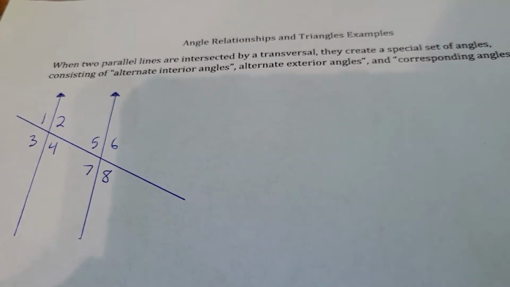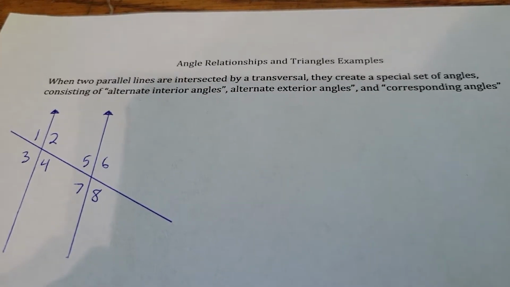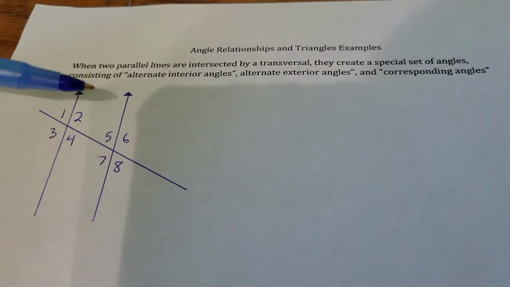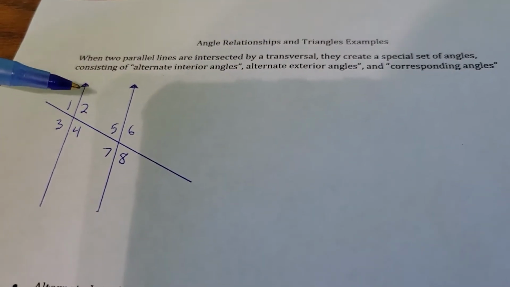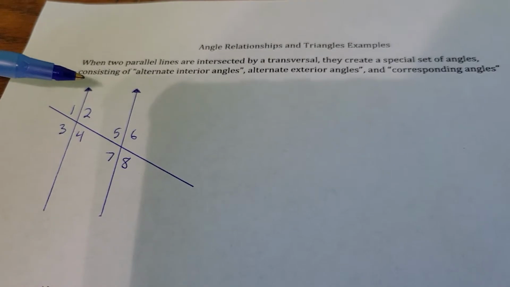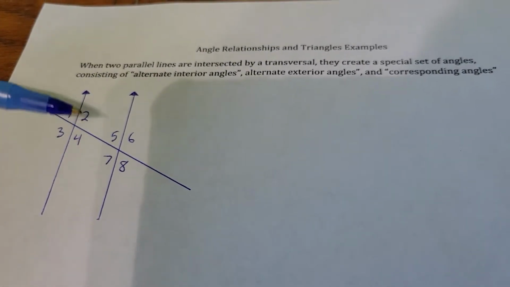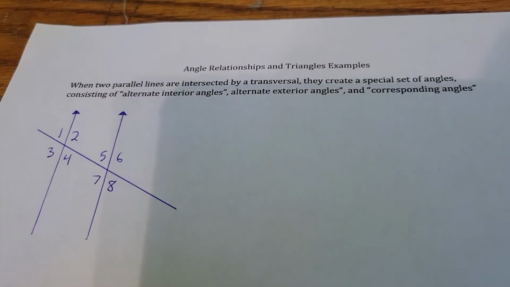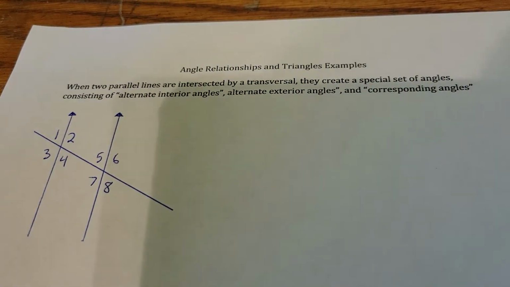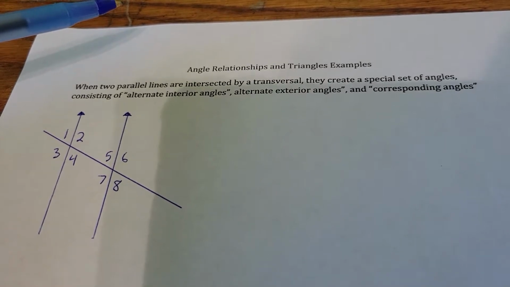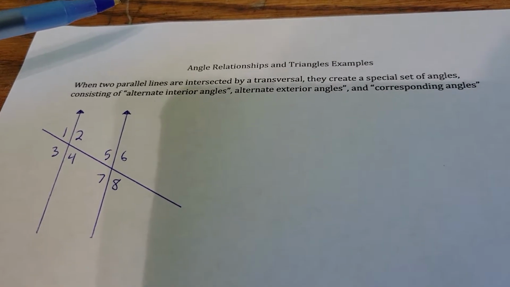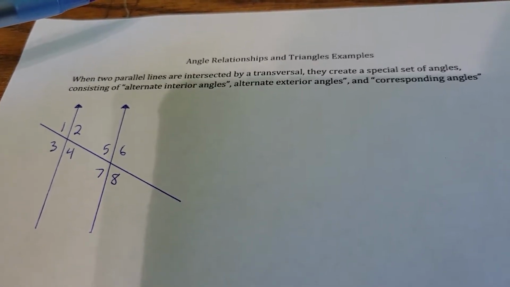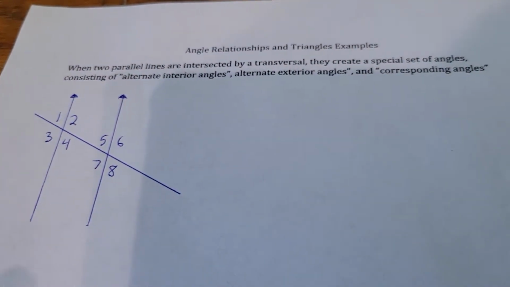Alright, today we're talking about angle relationships in triangles. These are some examples we can talk about. We're going to start off today with an image that looks like this. I have these two parallel lines that are moving up and down in the picture here. And it says when two parallel lines are intersected by a transversal, this transversal is a line that slices through them, they create a special set of angles consisting of alternate interior angles, alternate exterior angles, and corresponding angles. Now, what does this mean?